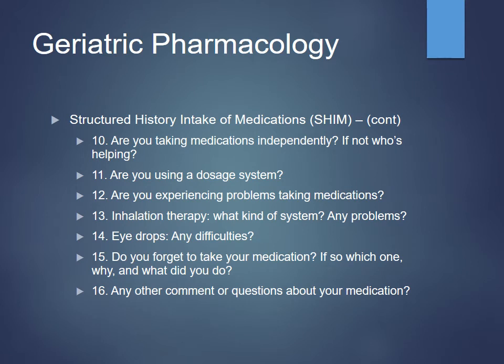Okay. Ask about if they're able to take medications independently, or if they have someone who's helping them. Having caregivers help can be a big help for these patients who have memory impairment and things like that. We'll talk about dosage systems, so the pill reminders and things like that can help them to know when to take medications and make sure they keep them on track.